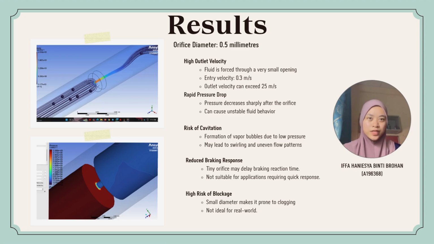So this sudden increase in speed causes a big drop in pressure. Because of this, the fluid becomes unstable, and cavitation can also happen, which means vapor bubbles form, causing swelling and uneven flow. Also, since the hose is very small, the fluid takes a longer time to pass through, so this can slow down the braking response. Another problem is blockage. Small holes are easier to get clogged, so it's not very practical for real use.